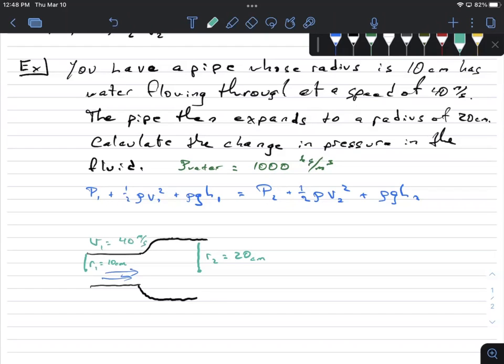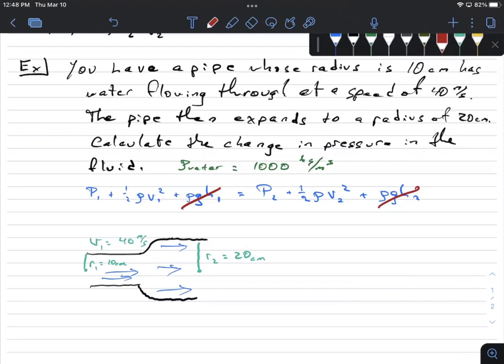Okay, so there is kind of a visualization of this problem. The pipe is moving along, you've got water flowing through it, and then the pipe expands to a new size. There we go. Now notice there's nothing in this problem that tells me anything about changing height. I'm not told I go up to the second floor or I'm going down a hill or anything like that. All I'm told about is the change in the size of the pipe. Well, that's good news. Because if there's no change in height in my problem, then I don't have to worry about the term that has height in it. They cancel out.